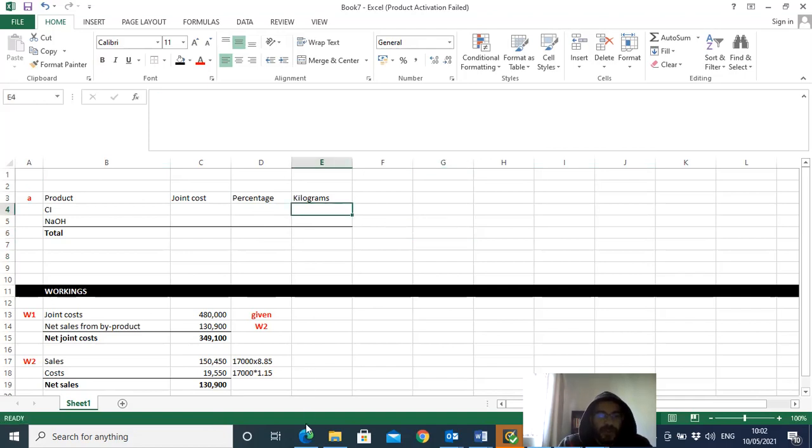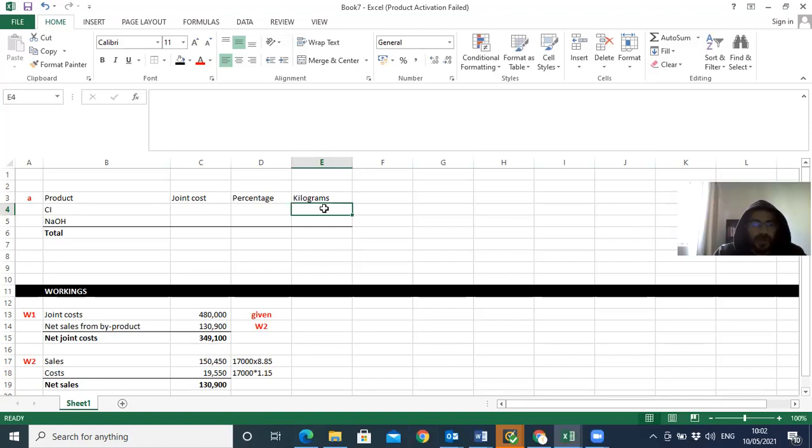So our kilograms was given as what was it now again? 607 for chlorine, and then 684. Okay, so we add up. Therefore the percentage is going to be 607 divided by 1291. Similarly over there, the same thing, so I'm just going to drag it down. This one just adds up to 1. It does, so we're happy.